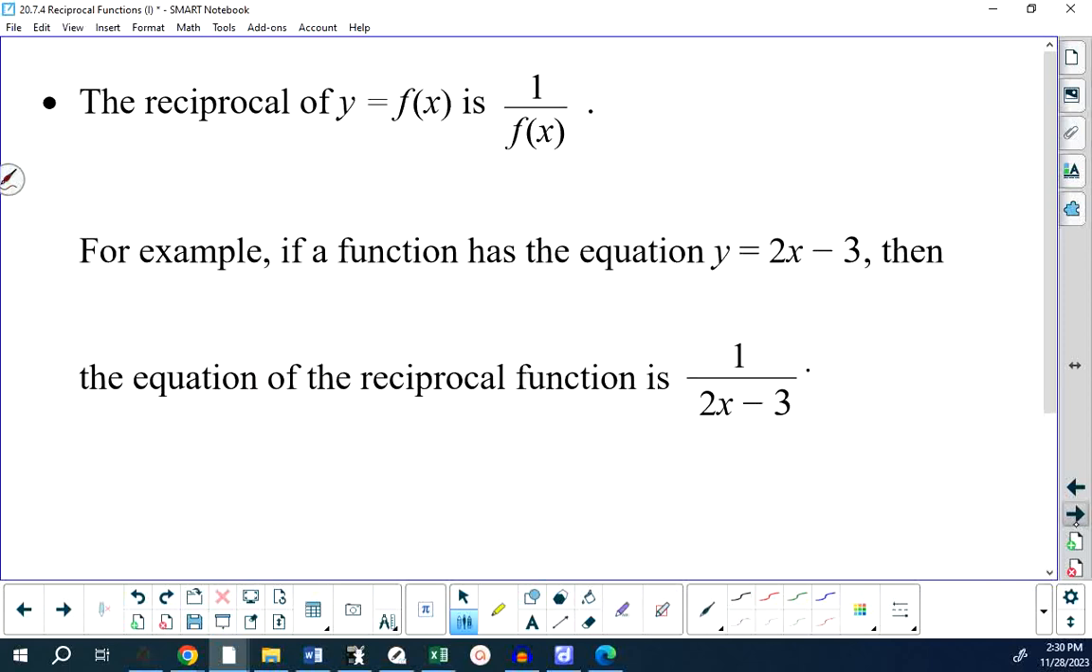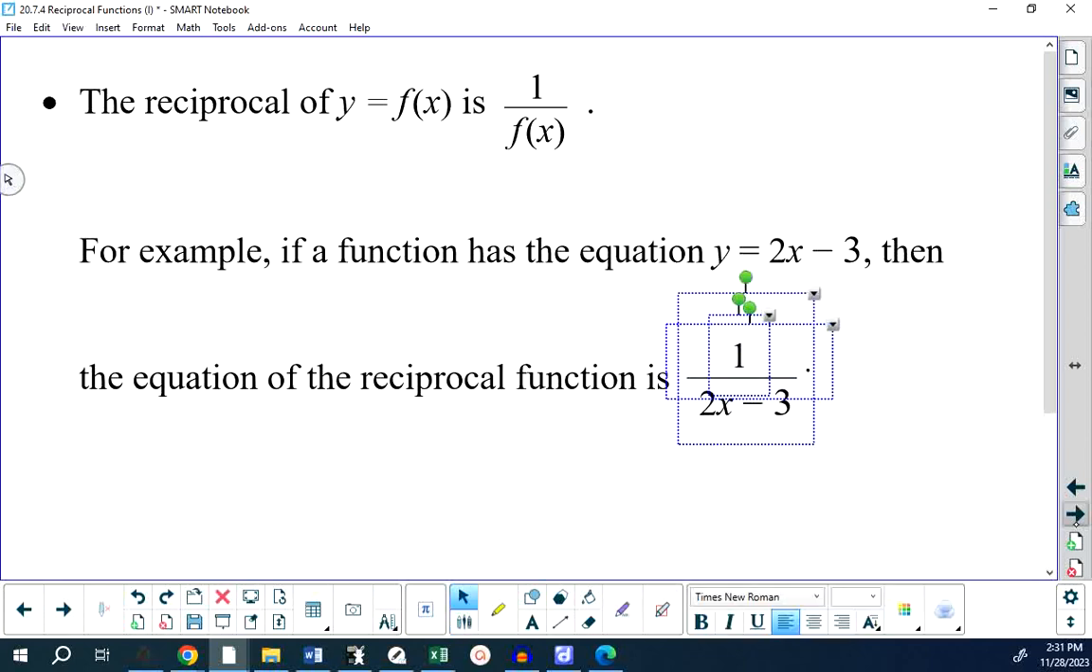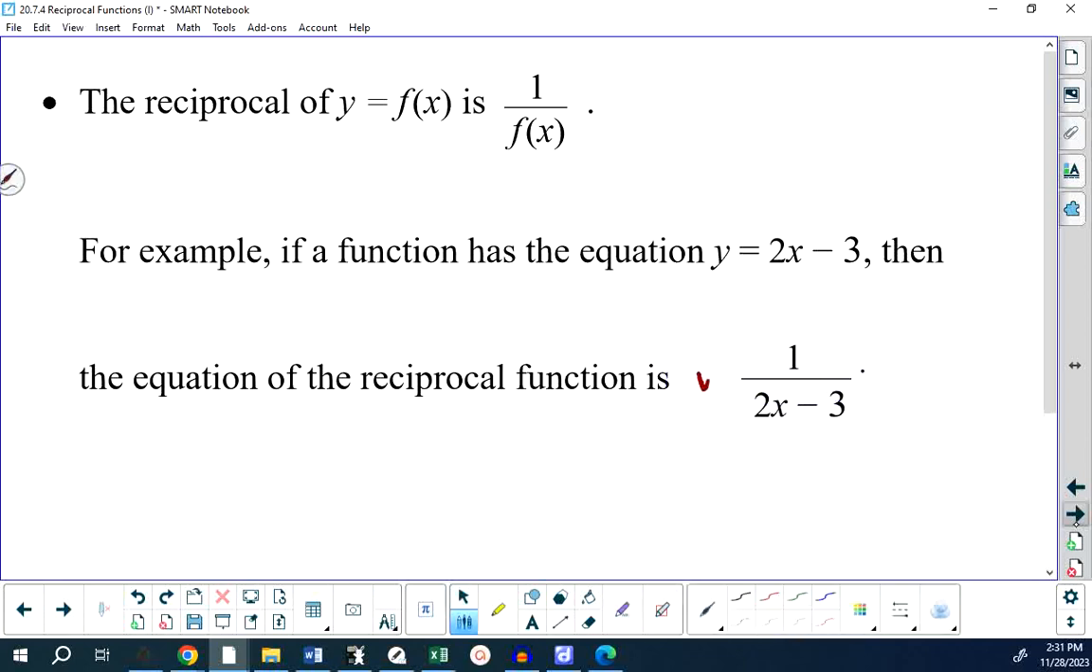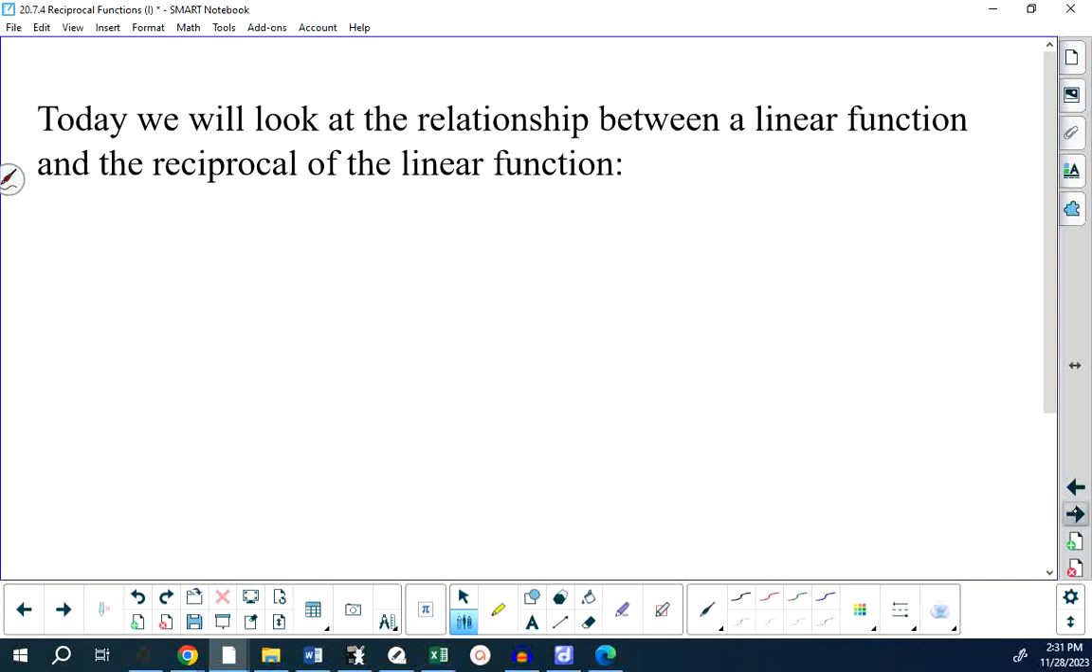I'm using a different illustration here. If a function has the equation y equals 2x minus 3, then the equation of the reciprocal function is, and there is either a typo up here or in your notes as well. It should say y equals 1 over 2x minus 3. Does yours say y equals? It does. So I'll have to fix that up here in my handout, but you're telling me you have the y equals in there. Good, you should. What we're doing today is looking at the relationship between those two things.